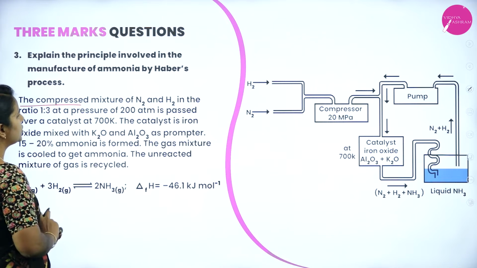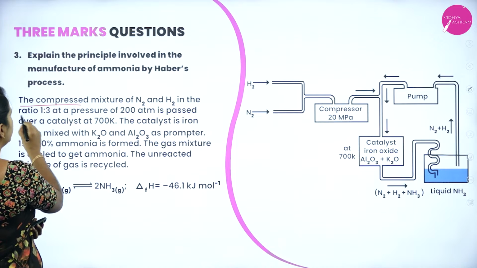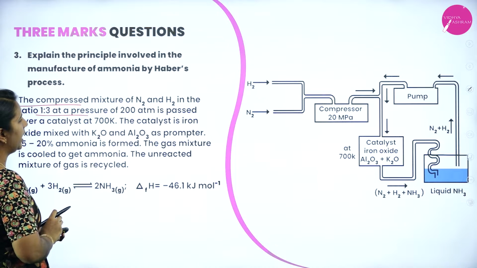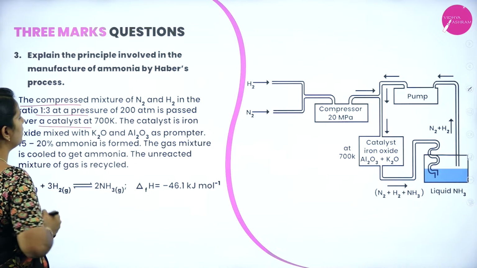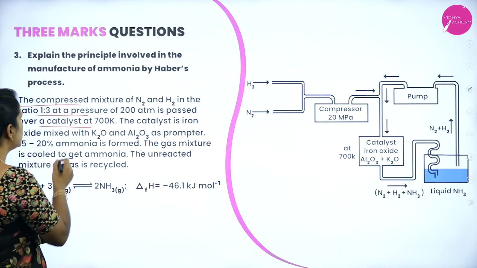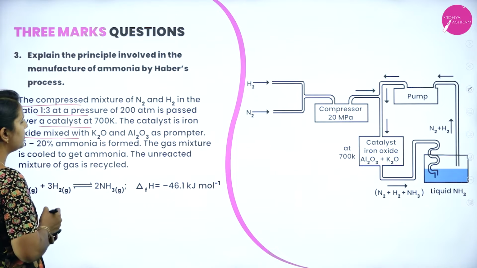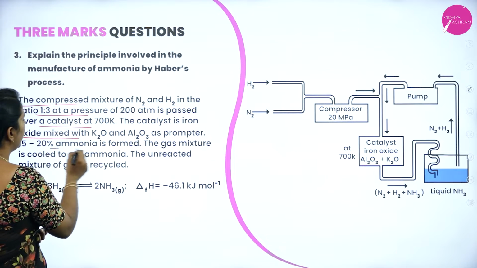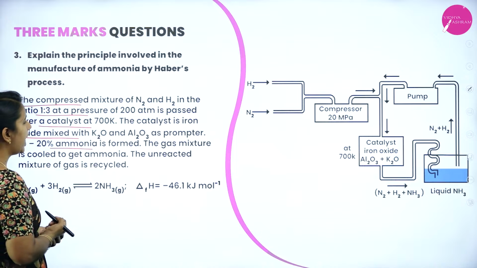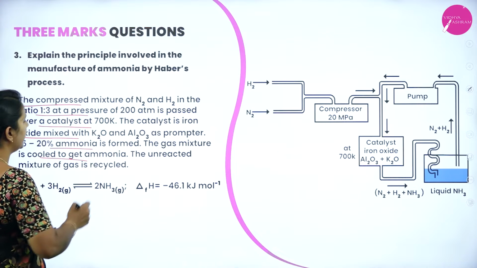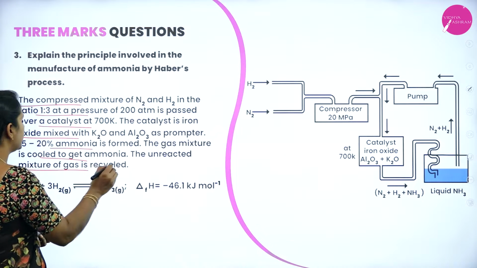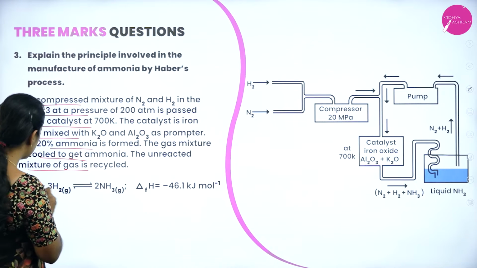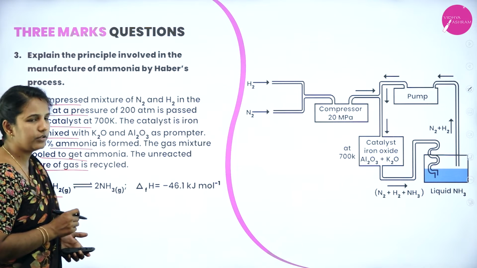The compressed mixture of nitrogen and hydrogen in the ratio of 1:3 is taken at a pressure of 200 atm and passed over the catalyst at around 700 Kelvin. The catalyst is iron oxide mixed with potassium oxide and aluminum oxide as promoters, and ammonia is formed. The gas mixture is cooled and collected as ammonia. Unreacted gas mixture will be recycled back, and in the reaction nitrogen and hydrogen combine to form what?